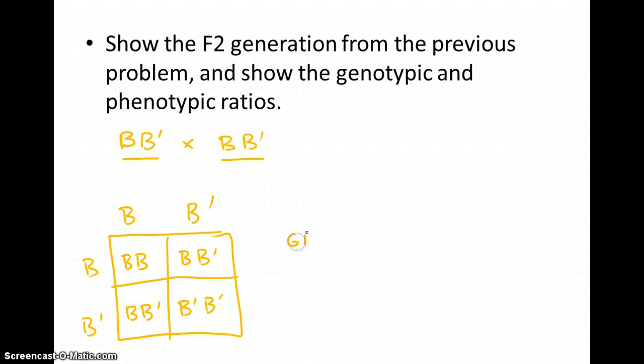Alright, genotypic ratio. I see a 1 to 2 to 1 ratio. By that I mean I see 1 BB, I see 2 BB prime, and I see 1 B prime B prime. The phenotypic ratio, I see 1 black offspring, I see 2 erminette offspring, and I see 1 white offspring. So in this case, for incomplete dominance problems, typically the genotypic ratio and the phenotypic ratio are the same because the intermediate genotype has its very own phenotype.